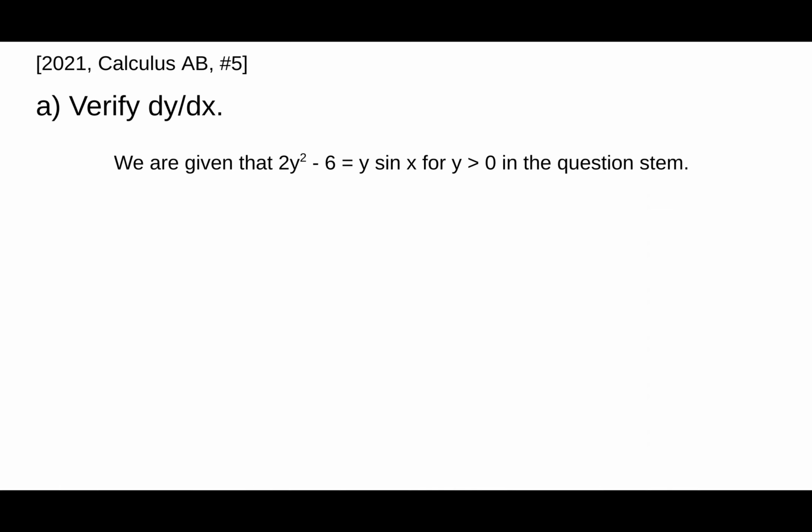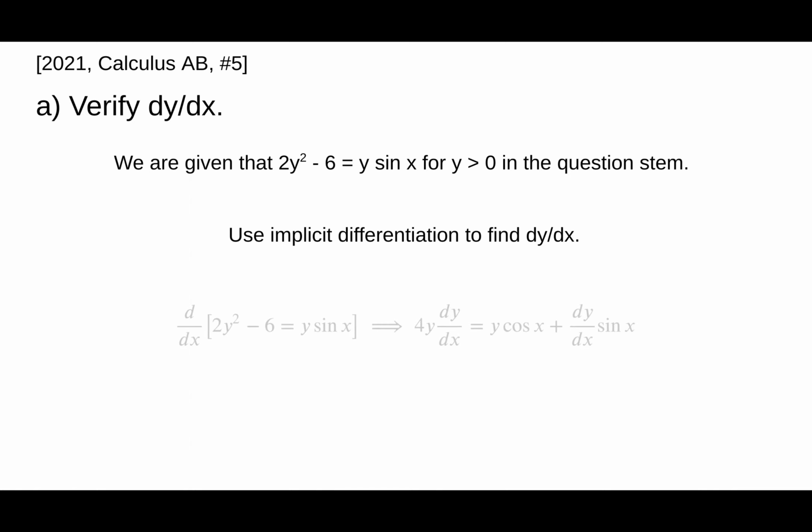So we're given that we have the curve 2y squared minus 6 equals y times sine of x for y greater than 0, and we have to differentiate this function. To do this, we'll use implicit differentiation to find our dy dx. So if we differentiate the implicitly defined function, take the derivative of 2y squared minus 6 equals y times sine of x. This implies that 4y dy dx equals y cosine x plus dy dx sine x.